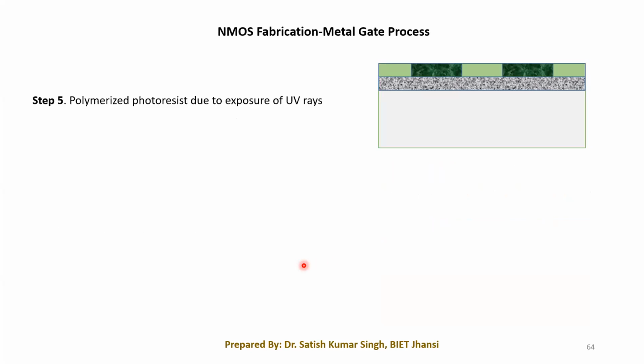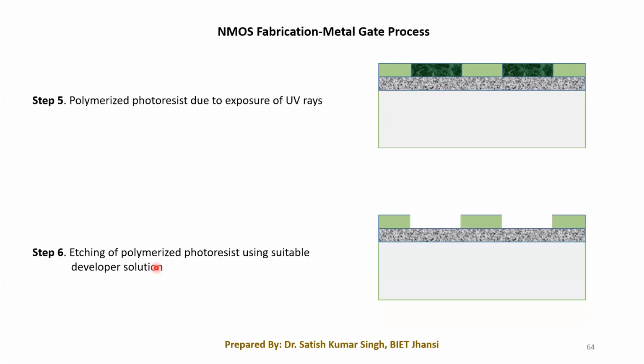So we are saying, polymerized photoresist due to exposure to the UV rays. What I am showing is this section becomes polymerized. Now when this section gets polymerized, we can easily remove it by applying a certain developer solution. Our next step, step number 6, is etching of the polymerized photoresist using a suitable developer solution.